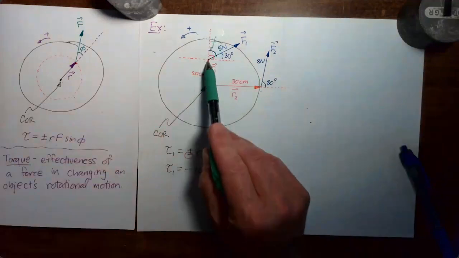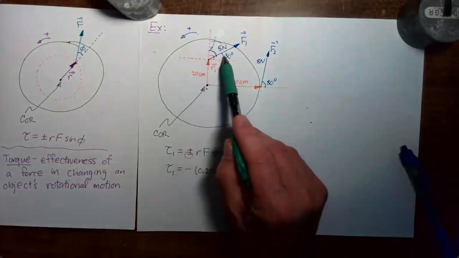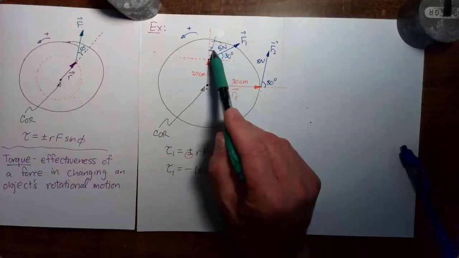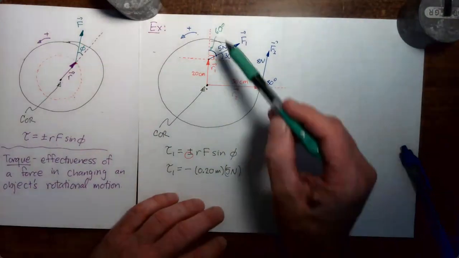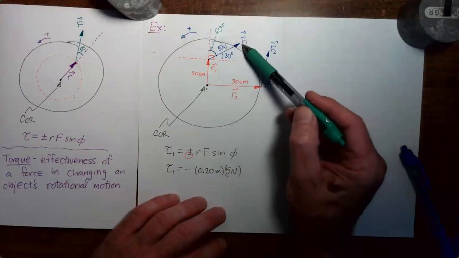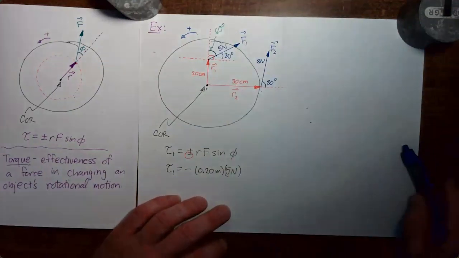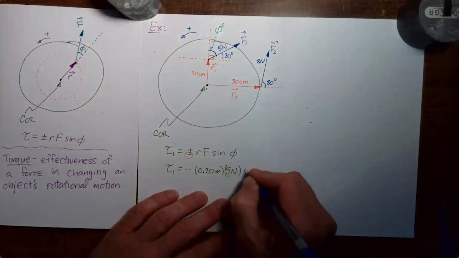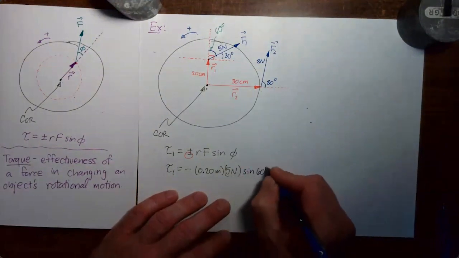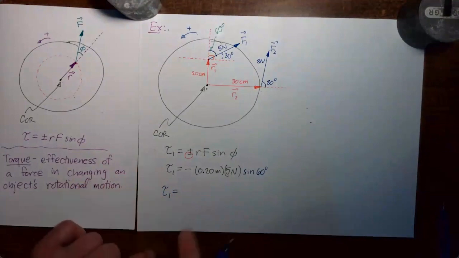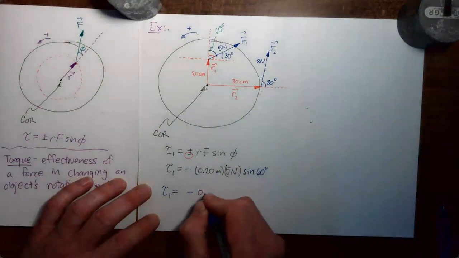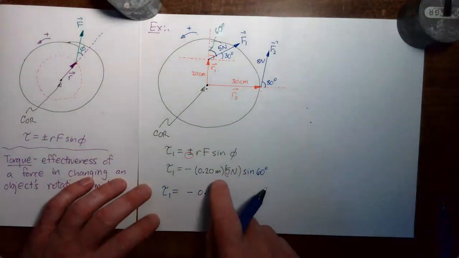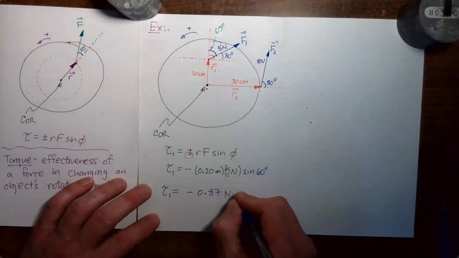Now, since this is a right angle here, and this is 30 degrees, then this angle must be 60 degrees. So this angle phi associated with torque 1 would be that 60-degree angle between the force vector and the extension of the position vector. So I'm going to put in sine 60. And when you put that in your calculator, you will get minus 0.87, and then the unit of torque is Newton meters.